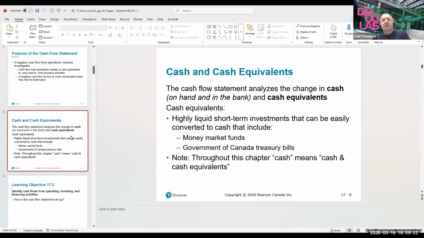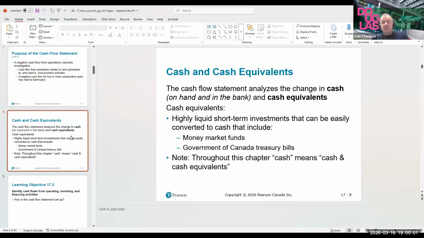Let's go with what is cash and what we're chasing here. On this cash flow statement, we're going to analyze changes in cash. Now the question is, what's cash? Cash is everything that's sitting in the bank account plus cash equivalents. On some CPA questions, I start seeing this: the company has that much cash and they have some short-term investments. Those are cash equivalents, so they're part of the cash. Remember this, if you see something like that, that's part of cash.